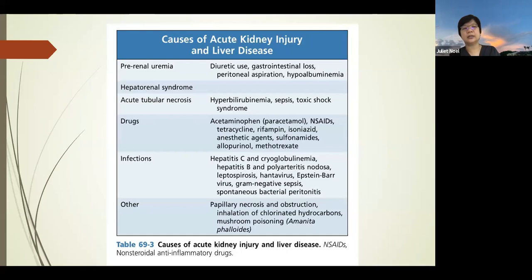You can have ATN, which could be drug-induced, like when they're taking medications such as acetaminophen, NSAIDs, tetracycline, rifampicin, INH, and anesthetic agents. Then infection: hepatitis C and cryoglobulinemia, hepatitis B can cause polyarteritis nodosa. Then leptospirosis itself can cause AKI. Then the other viral infections.